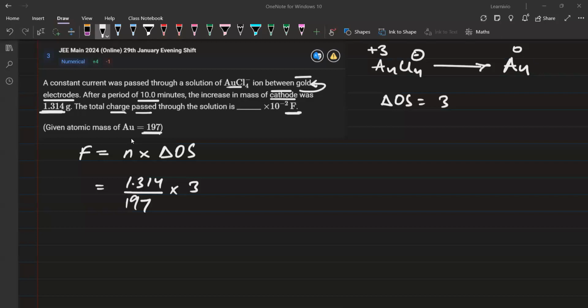This is the mass that is deposited. So what will we write for number of moles? Given mass by molar mass. 1.314 divided by 197. Right. 1.314 times 3 is 3.942, divided by 197. And you have to give it in 10 to the power minus 2. So doubling 197 will give approximately 394.